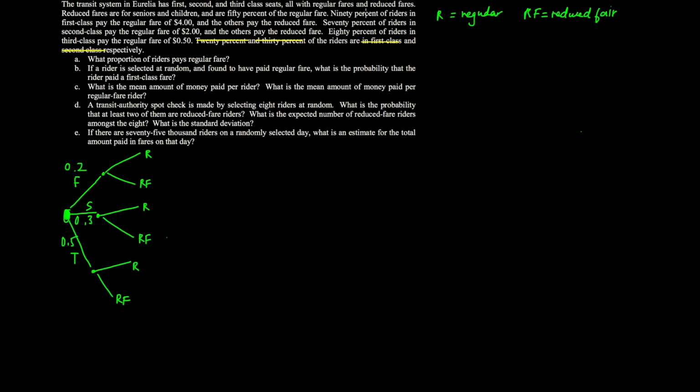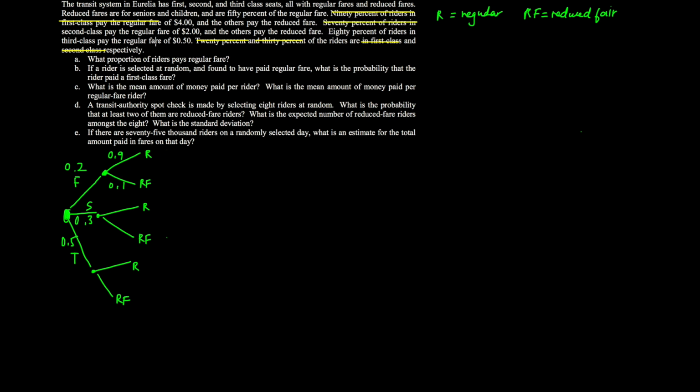So I know that 90% of the riders in first class pay the regular fare of $4. So this here is a probability of 0.9. And I know that because it stems from the same node, the reduced fare will be 10% of people. Okay, so I have this done. 90% of the riders in first class pay regular fare, and the remaining 10% pay reduced fare.